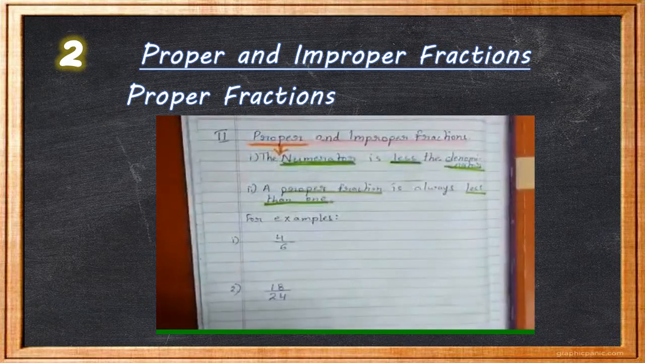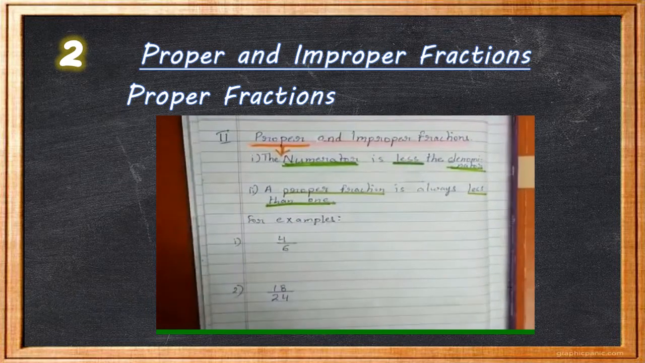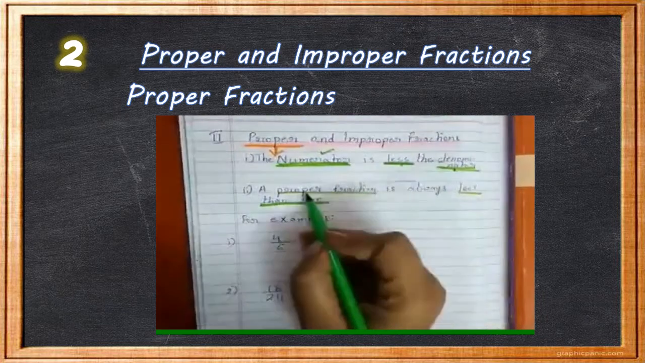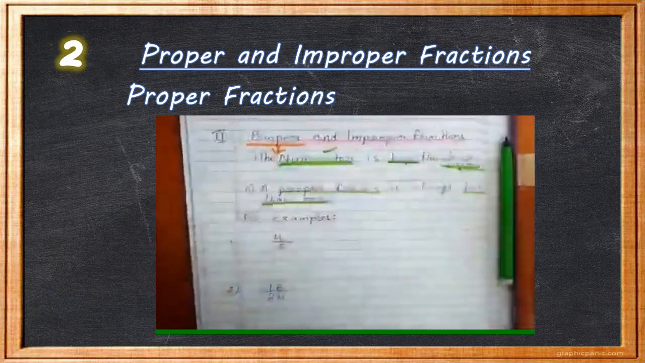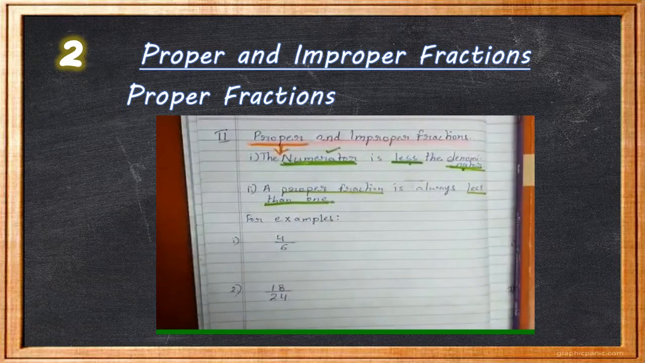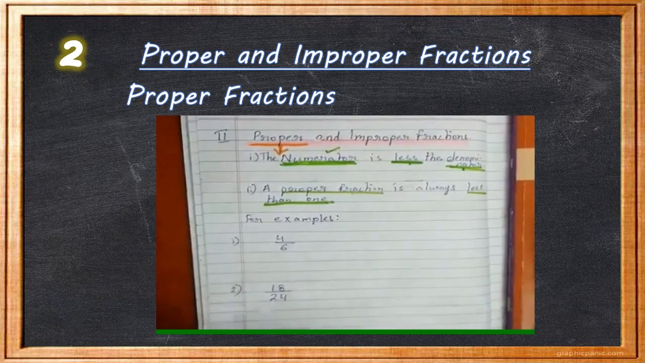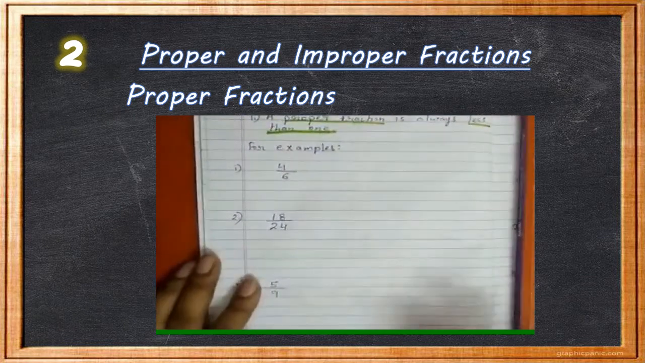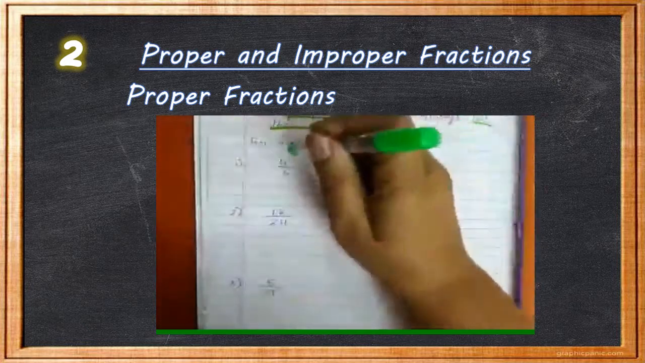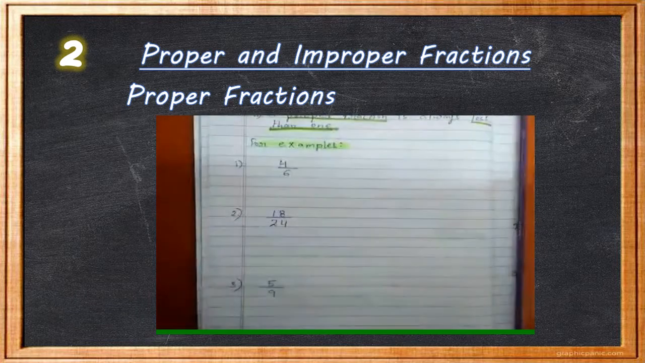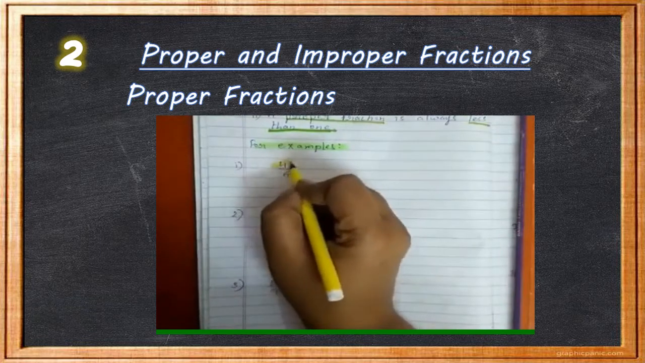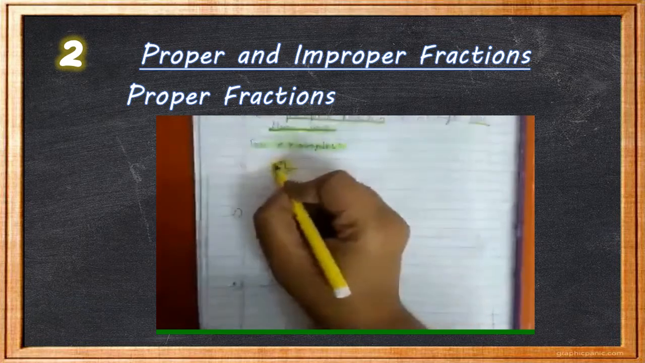So two things you have to remember here children. First, in a proper fraction, the numerator is less than the denominator. Second, proper fractions are always less than 1. For example, children, see here. What is the first example I have taken here? I have taken 4 by 6.